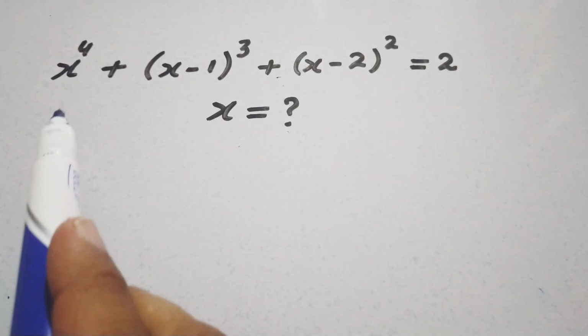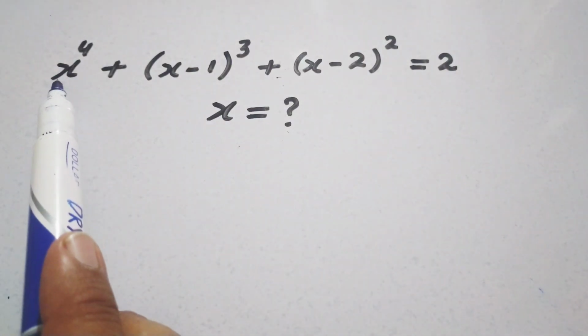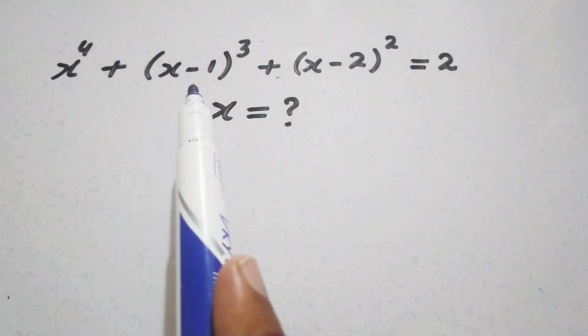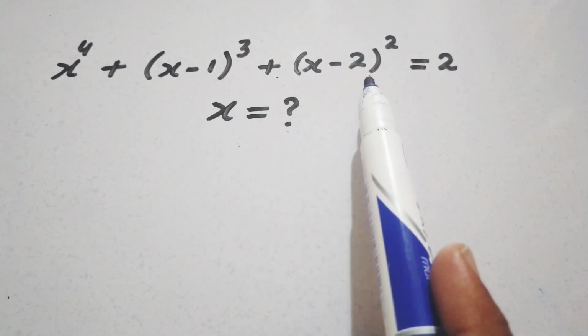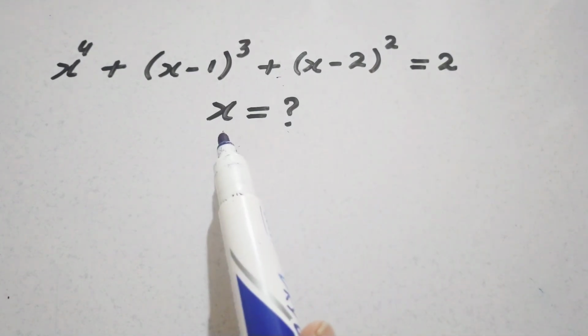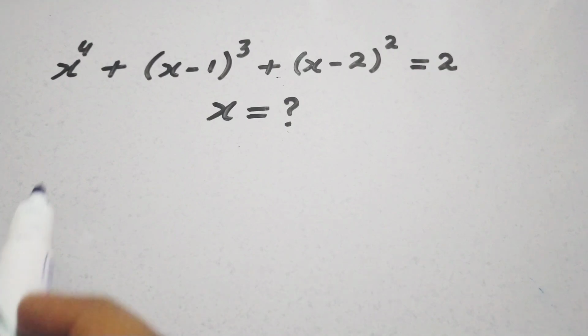Hello everyone, you are welcome to solve this very nice exponential equation: x to the power 4 plus (x minus 1) whole cube plus (x minus 2) whole squared is equal to 2, and we are interested to find x. Let's come to the solution.